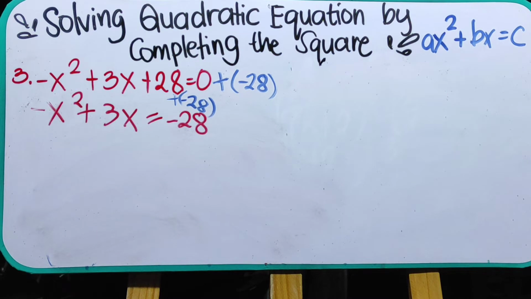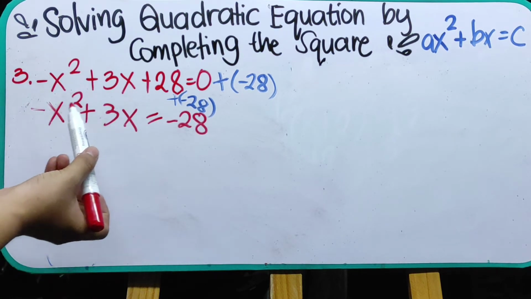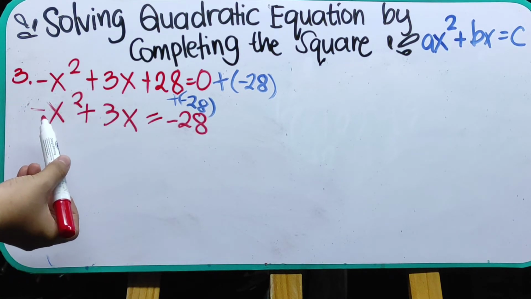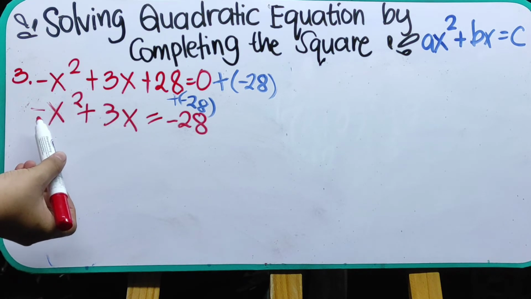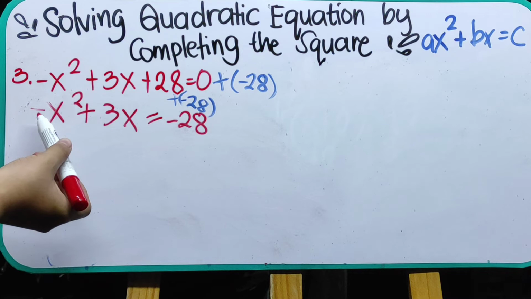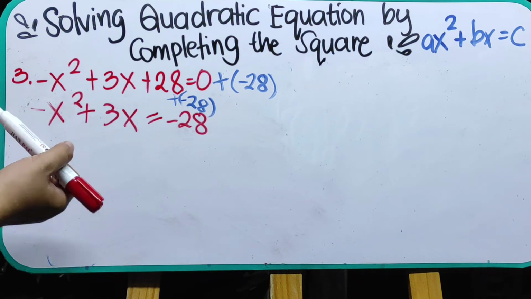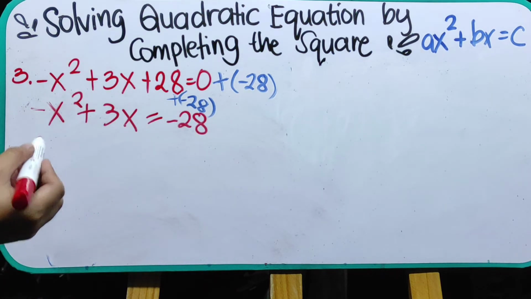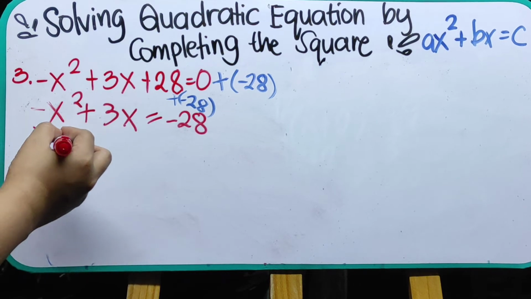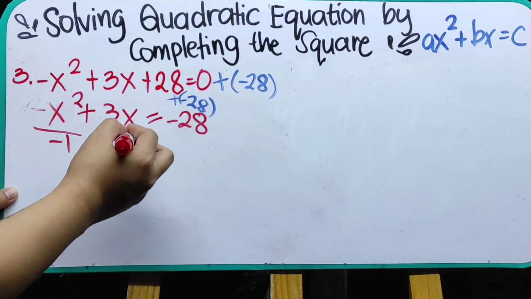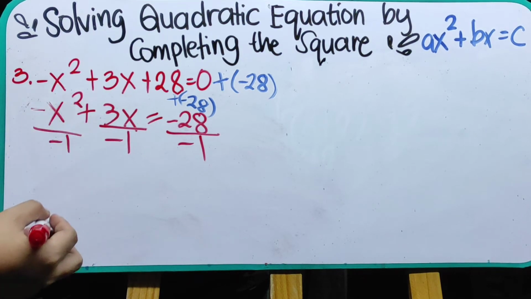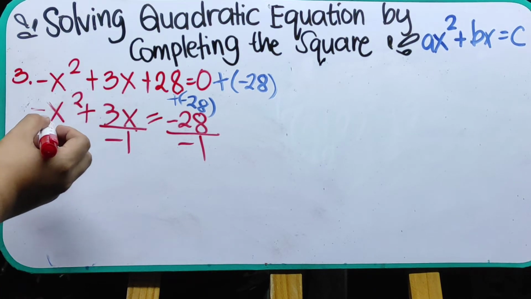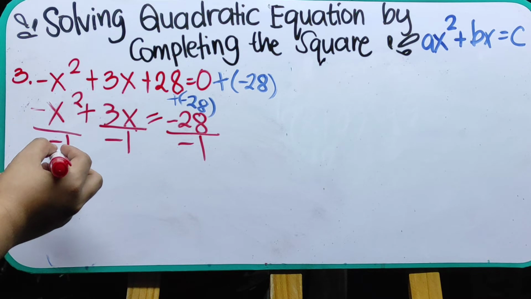Okay, next. So, in this equation, the value of a is negative 1. So, para matanggal natin yung negative sign na yan, i-divide natin yung buong equation by negative 1. So, divide by negative 1, divide by negative 1, divide by negative 1. So, negative x squared divide by negative 1, since they have the same sign, magiging positive na siya.